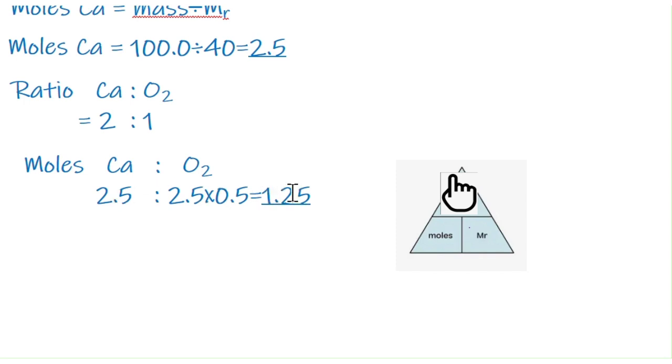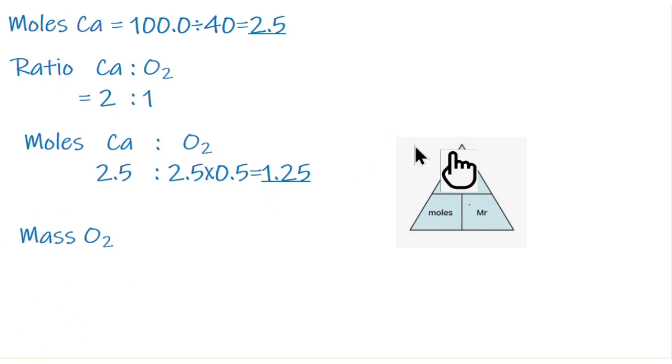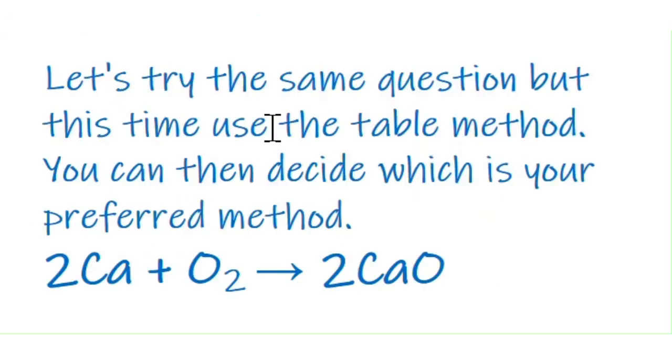So the ratio is 2 to 1. If you've got 2.5 moles of calcium, you must have half that for the moles of oxygen. So 2.5 times 0.5 is 1.25 moles of oxygen. So now we use the Mr moles triangle. The Mr for oxygen is 2 times 16, which is 32. So the mass of oxygen will be 1.25 times 32, which comes to 40 grams of oxygen.